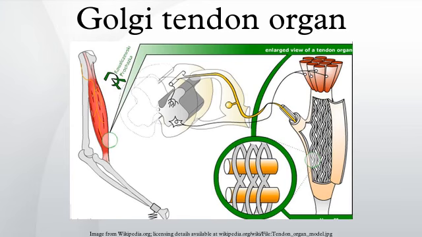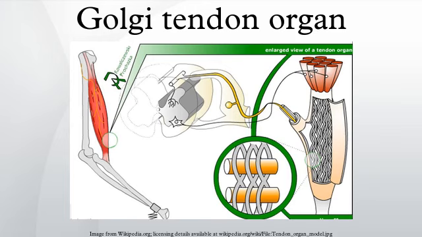The Golgi organ should not be confused with the Golgi apparatus, which is an organelle in the eukaryotic cell, or the Golgi stain, which is a histologic stain for neuron cell bodies. However, all of these structures are named after the Italian physician Camillo Golgi.